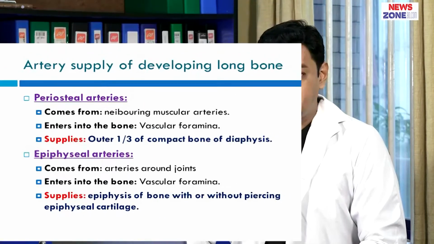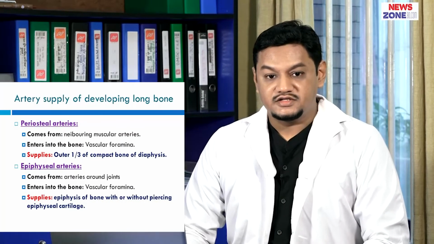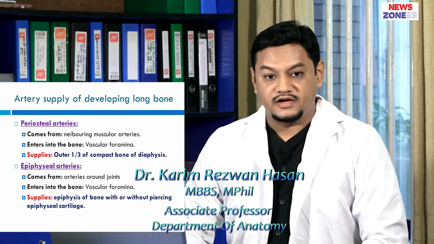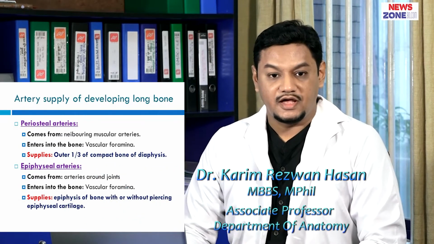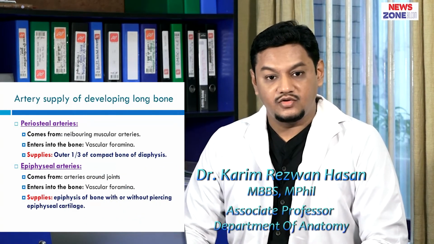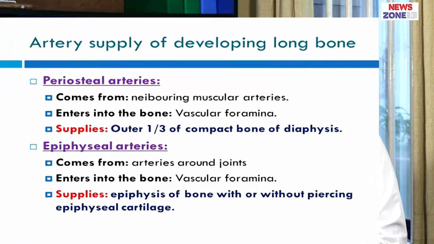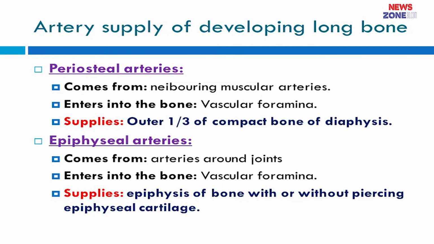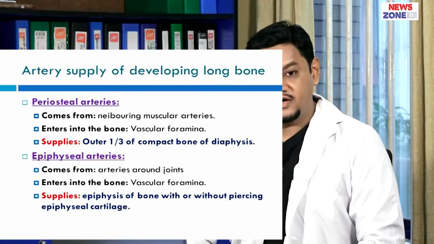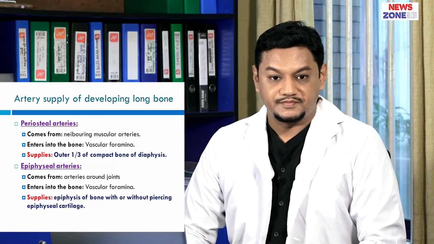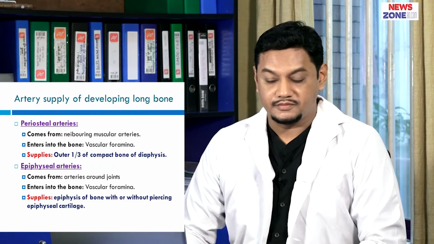Now these epiphyseal arteries enter into the epiphyses. Not only that, some of the arteries may pierce through the epiphyseal plate and anastomose with the metaphyseal arteries and the nutrient arteries. When these epiphyseal arteries enter through the epiphyses, they form numerous vascular foramina, and that's why at the end of the long bones we can see so many smaller foramina. Those are called the vascular foramina.